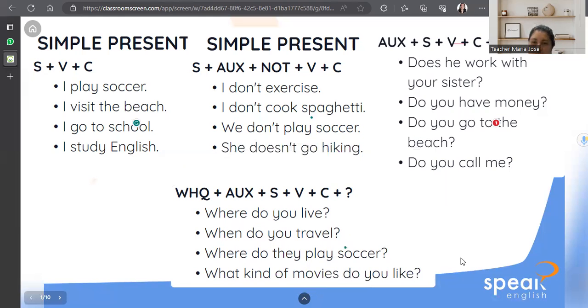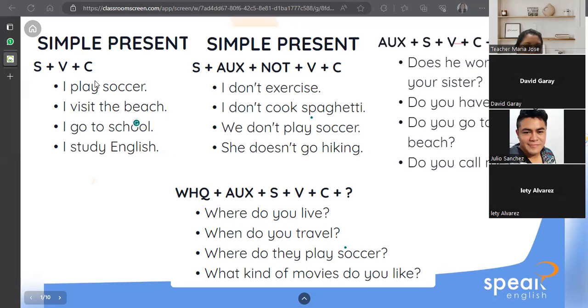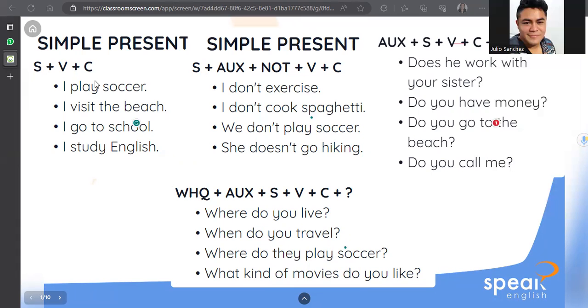Now, in order to finish with this, let's practice the answers, okay? So question number 1, Julio, does he work with your sister? I don't have a sister. You just have to answer the question. It doesn't matter if it is not true. Just answer the question. Okay. Yes, he worked. What is the answer? This is a yes/no question. Yes, I do. But the question is with he.